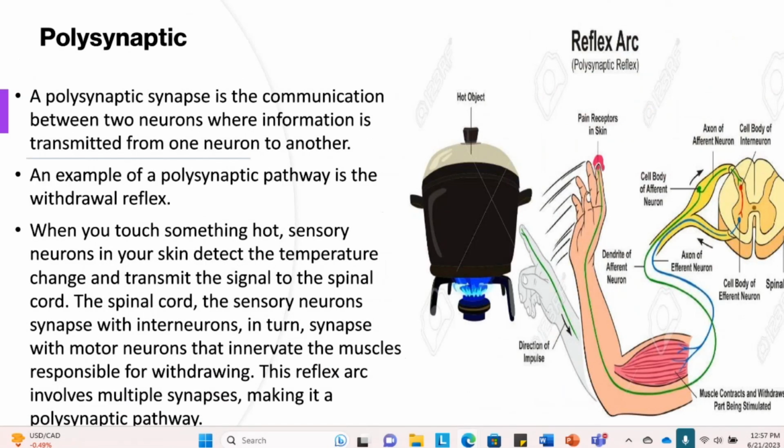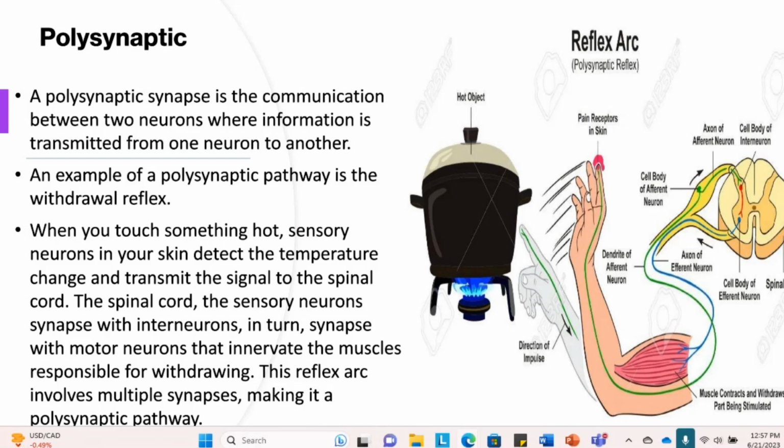For polysynaptic neurons, a polysynaptic is the communication between two neurons where information is transmitted from one neuron to another. An example would be the withdrawal reflex pathway. So when you touch something hot, your sensory neurons in your skin detect the temperature and transmit the signal to the spinal cord. Then the neuron synapses in the spinal cord and turns it into a motor neuron, so you move your hand away, called the withdrawal reflex.